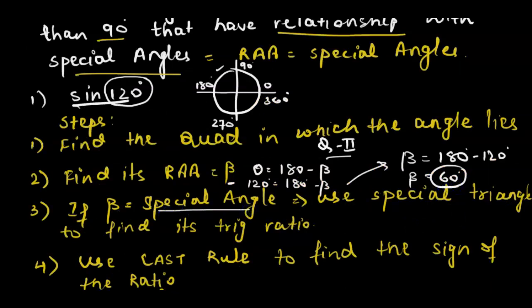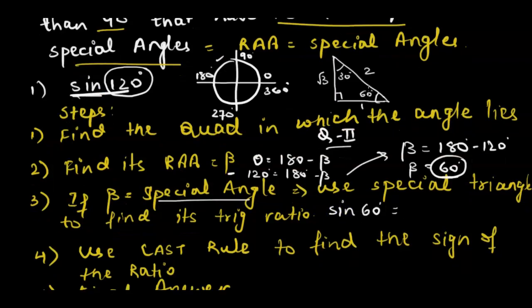And we notice that this beta is a special angle. So they said if beta is a special angle, use a special triangle to find its trig ratio. What trig ratio are we looking for? Same as what we want to find out for the question. So we are looking for sine 60. Let's find out what is sine 60 from the special triangles. And we can see here sine 60 is opposite over hypotenuse.